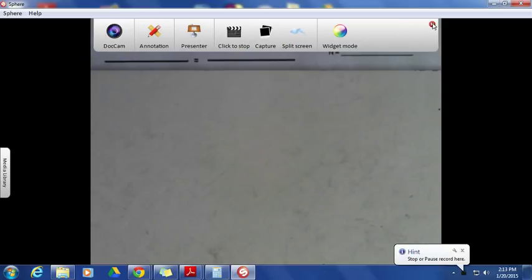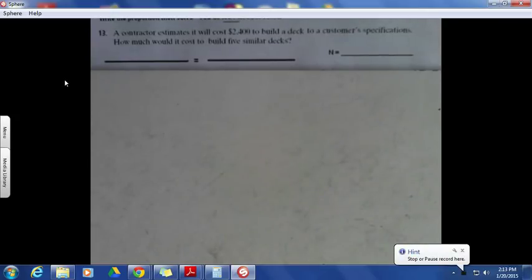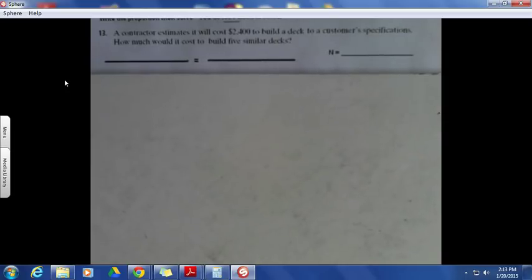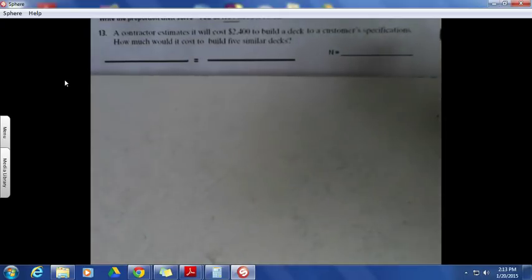Alright, let's try some of these proportion word problems. And remember, we're using our cross products rule. So we're going to multiply diagonals and divide by leftovers. It's going to work the same way, except now we have word problems. So we're looking at number 13 here.